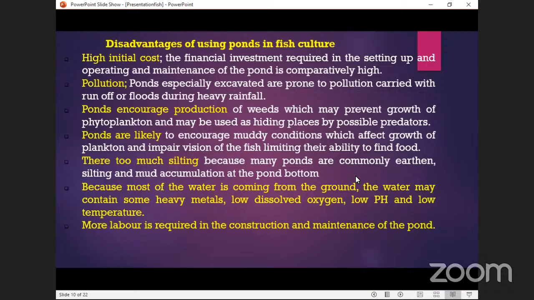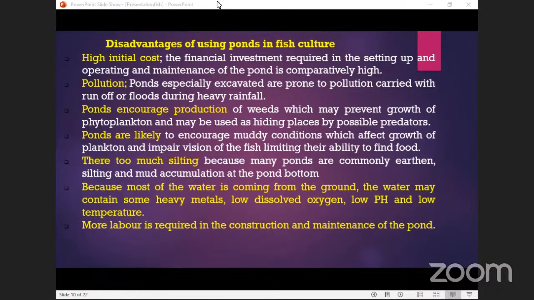We have disadvantages of fish culturing. Disadvantage of keeping fish inside a pond. Becky, read for us the first 4 disadvantages. High initial cost. The financial investment required in the setting up and operating and maintenance of the pond is comparatively high. Pollution. Ponds, especially excavated, are prone to pollution carried with runoff or floods during heavy rainfall.